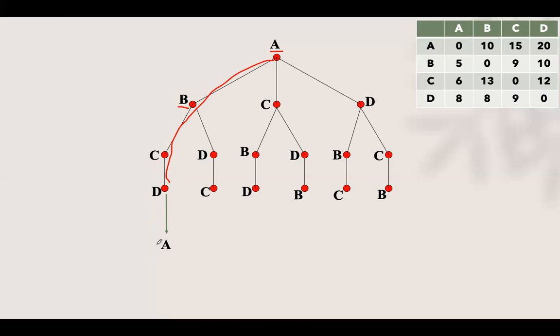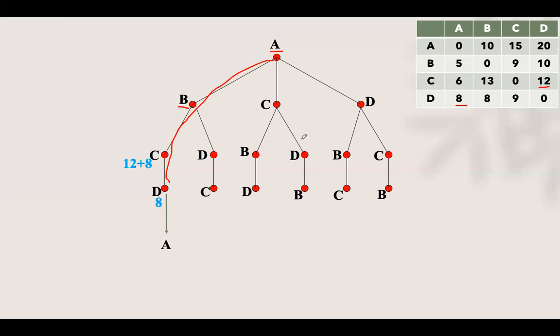So let's find out the cost of each and every path and see which one is minimum. Say D to A. D to A, what is the cost? D to A, cost is 8. Next, C to D. C to D is 12. So this will be 12 plus 8.